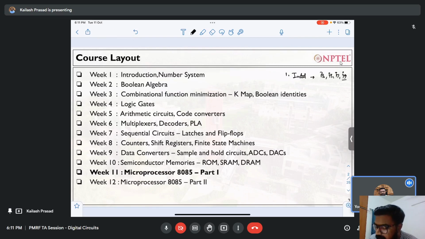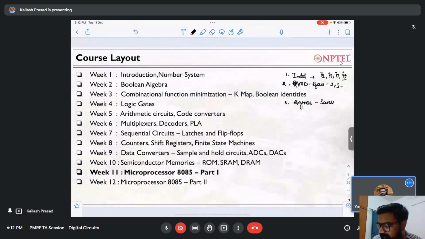Apart from that, you will have AMD Ryzen, Ryzen 3, Ryzen 5. You will have various processors like this, and these are in the laptop arena. When we talk about mobile processors, many of you might be using Exynos, which is Samsung's in-house processor. Many Samsung phones contain the Exynos processor. Many phones also contain MediaTek. MediaTek is another company which designs mobile processors.